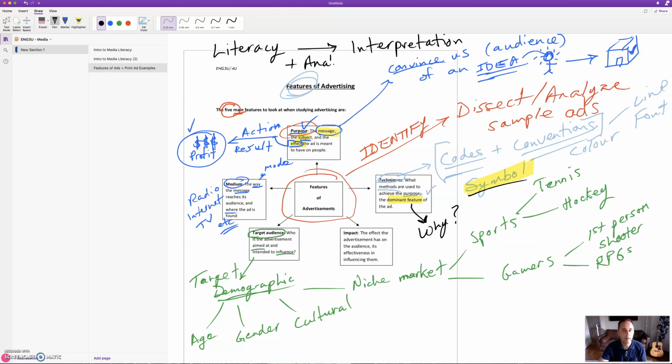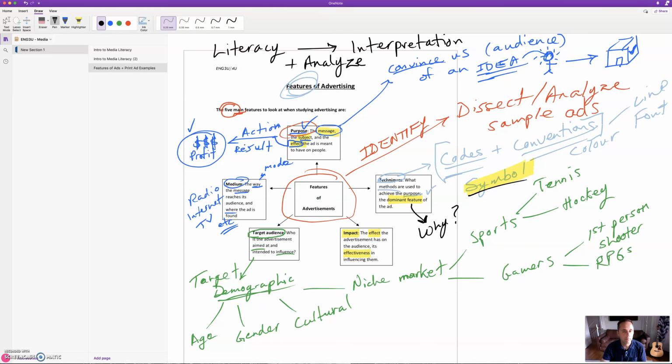So you're analyzing it so that you'll be a better reader of media, a wiser consumer. And so you won't be brainwashed and influenced by disarming media that is potentially dangerous, depending on the messaging. Okay. Finally, what's the impact? The impact is the effect the advertisement has on the audience and its effectiveness. So the effect and the effectiveness.